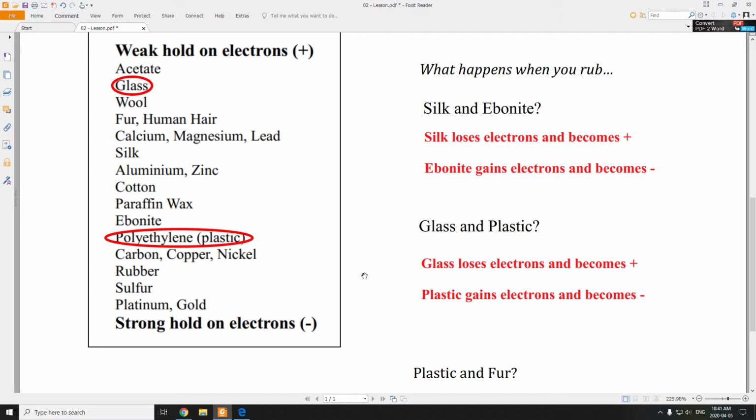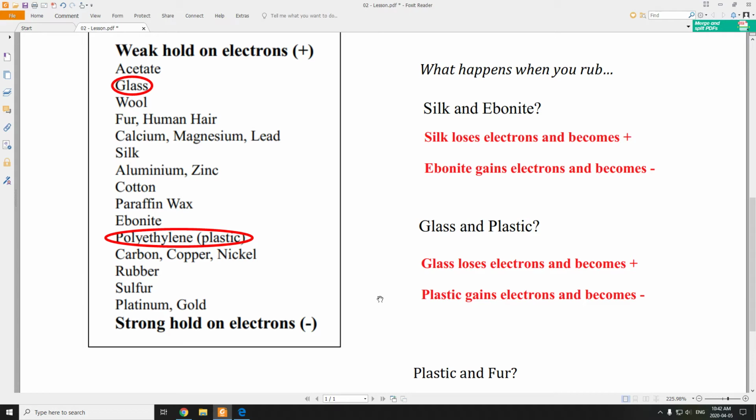Now another point is that electrons, they're never created or destroyed here. All they're doing is they're just being transferred from one object to the other. However many electrons we started with, we still have the same amount at the end. It's just that some of them got moved onto the plastic in this case.